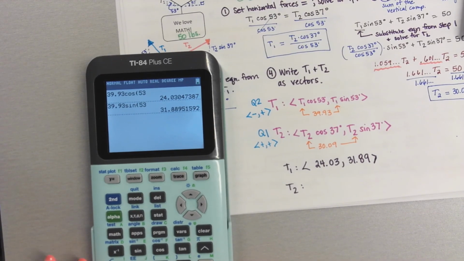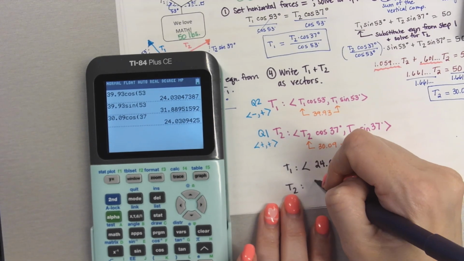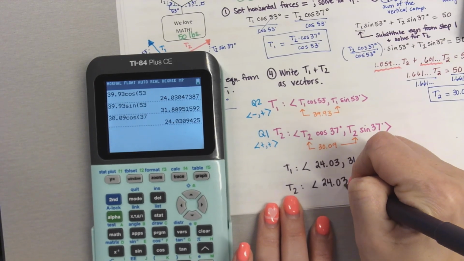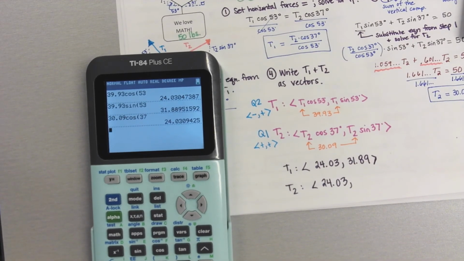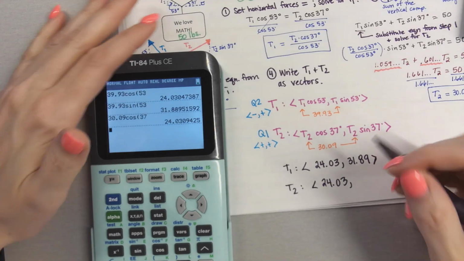With t sub 2, we are going to do 30.09 times the cosine of 37. What do you guys notice about that value? Why are you looking up at me? You guys got a calculator. Type it in. What do you get? What did you get? 24.03. So they're the same. Well, remember, what did we say about the horizontal forces? They have to be equal to prevent motion. So that makes sense. They're equal. Great.